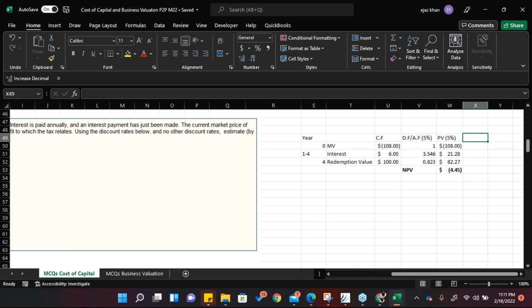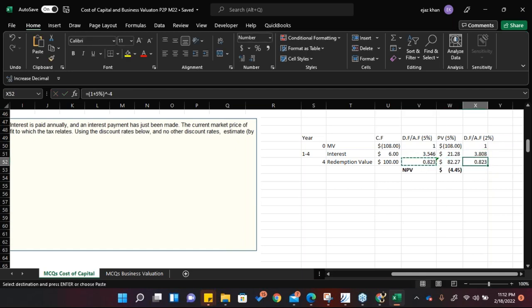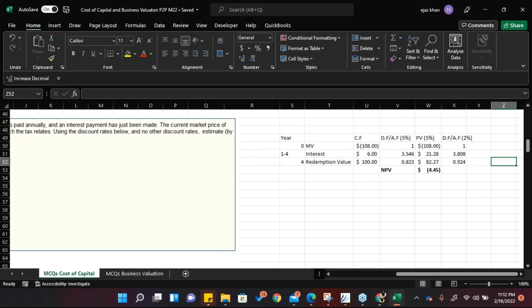So let us take 2%, let's say. Let us calculate discount factors and annuity factors at 2% discount rate. So just copy, and I'm just copying this formula. I don't need to write the formula again. Just make the changes to the rate, 2%, that's it. No need to recalculate it again. Just copy this formula here and just change it from 5% to 2%. That's it. So present values at 2%.